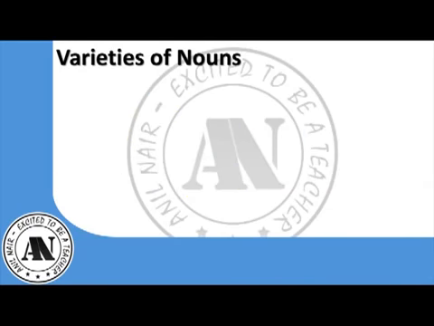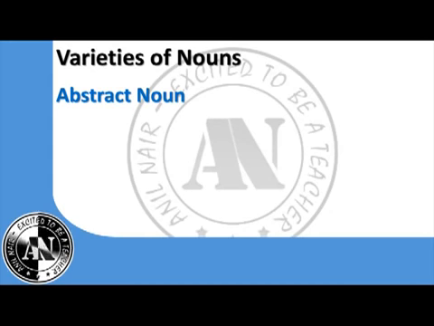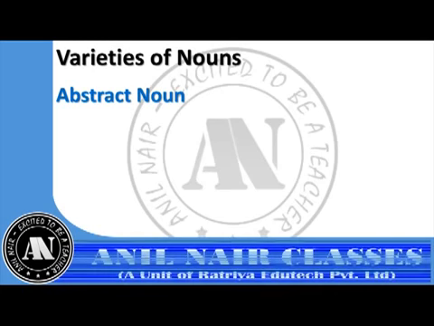The next category of nouns is the abstract noun. As the name suggests, abstract means something which you cannot see, which you cannot touch, but you can only feel by your senses. So, in a gist, I can tell you that not all nouns are concrete or tangible nouns.